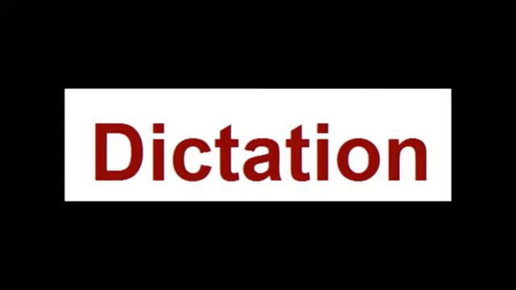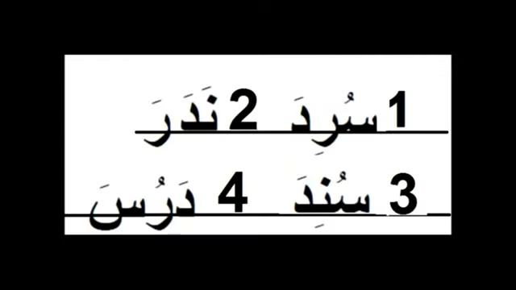Now we'll go through the four words of dictation, as you can see in front of you, so you can check your answers. First word was surida: the seen connecting to the ra with the dhamma on the top and the kasra on the bottom of the ra. Dhamma on the top of the seen. Surida. The fatha on the top of the dal, not connecting to the ra.